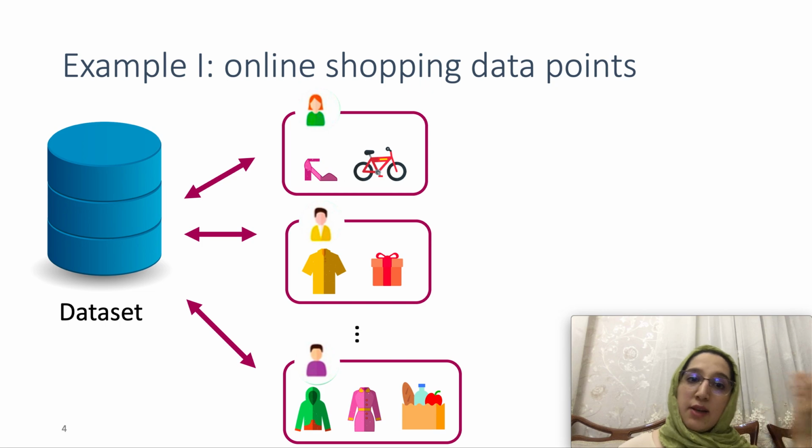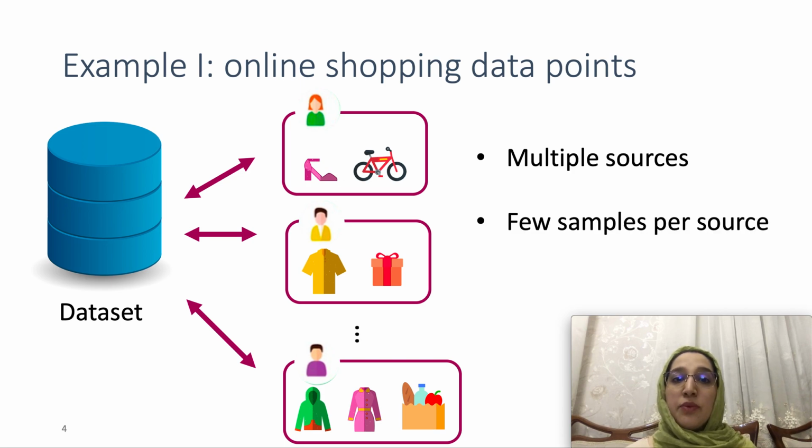There are several customers. Each customer has made a few purchases, and there is no reason to assume that two different customers are choosing the items according to the same distribution. So essentially, we need a model that lets us assume that the data points are coming from multiple sources, potentially different, and also each source may only provide a few samples for us.